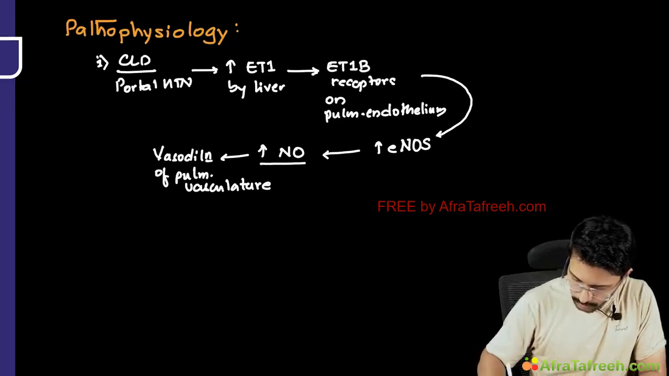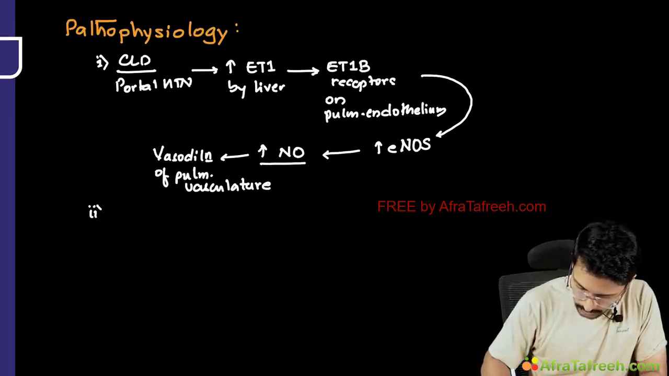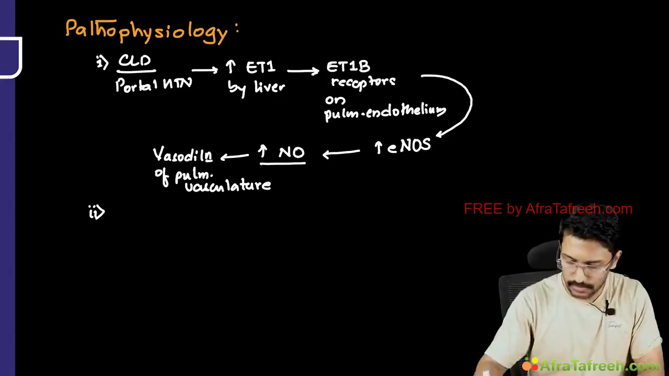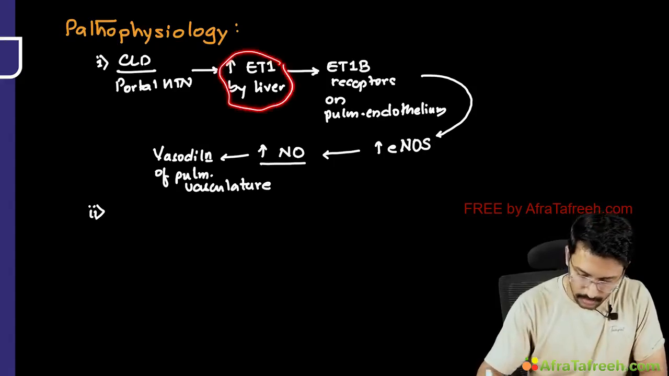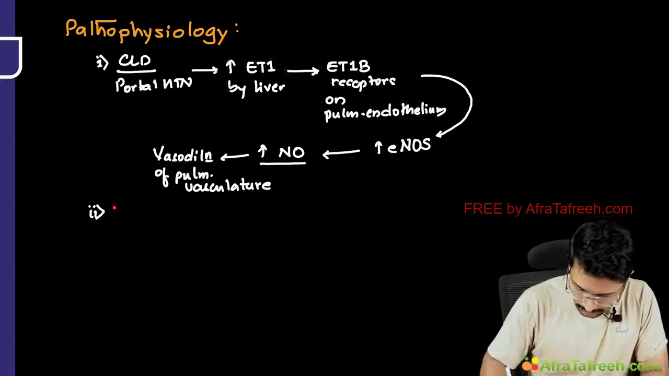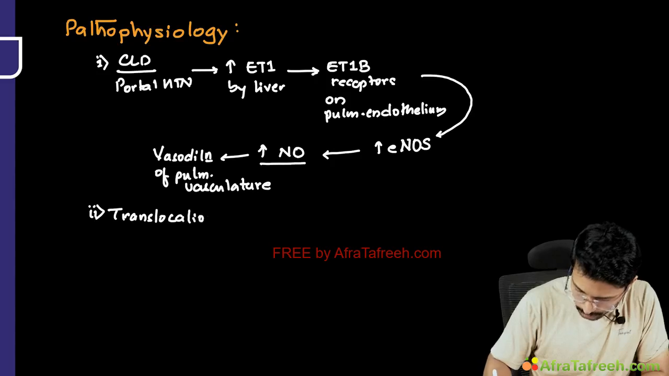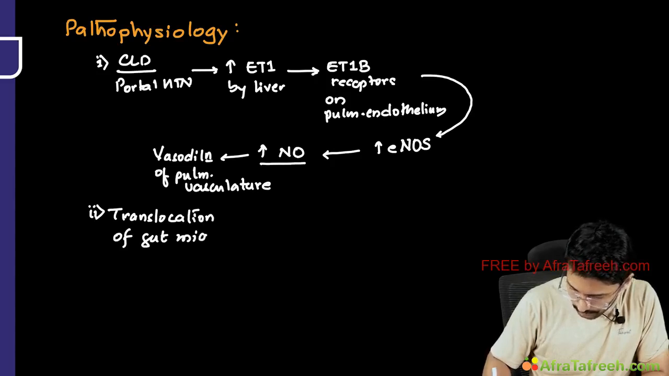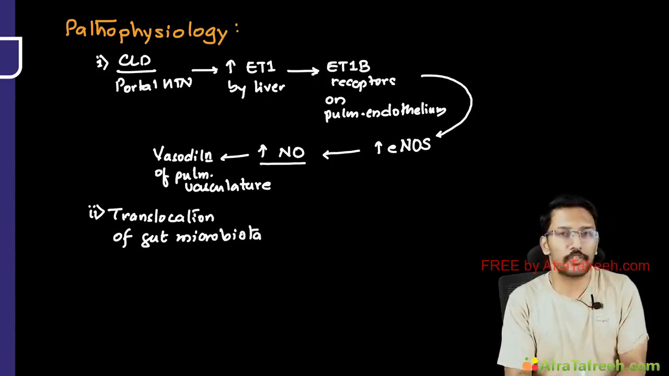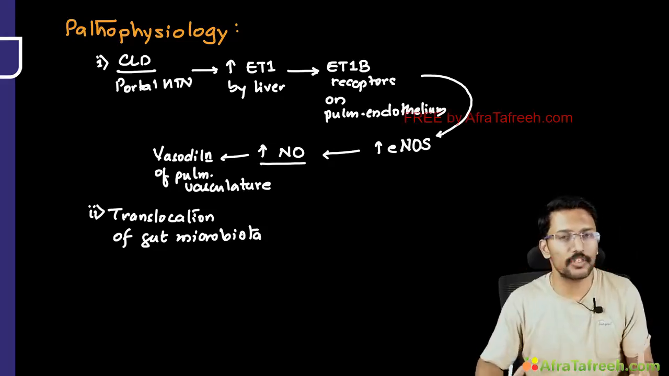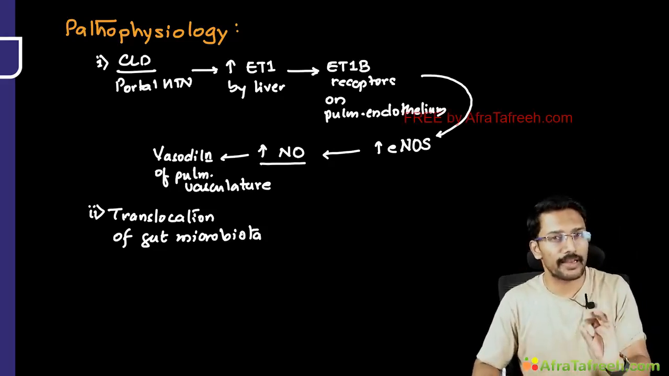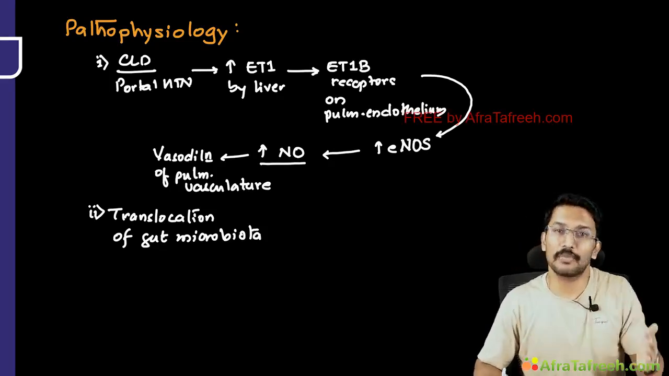Okay, now what is problem number 2? Problem number 2 is equally important. Not that endothelin 1 plays the central role, no, equally important is translocation of, what am I talking about? Translocation of gut microbiota. What do I mean by that? In patients with CLD and portal hypertension, there is already a change in the gut microflora, and these bacteria make their way into the systemic circulation.